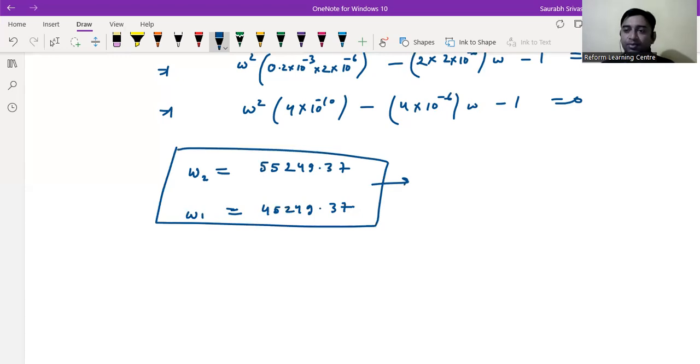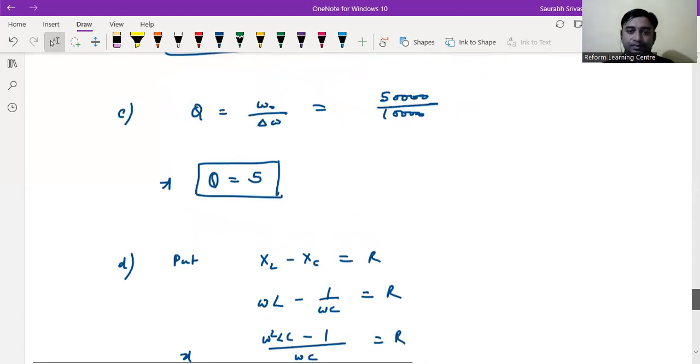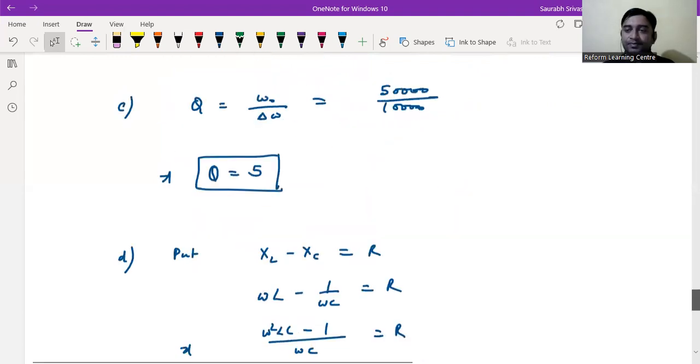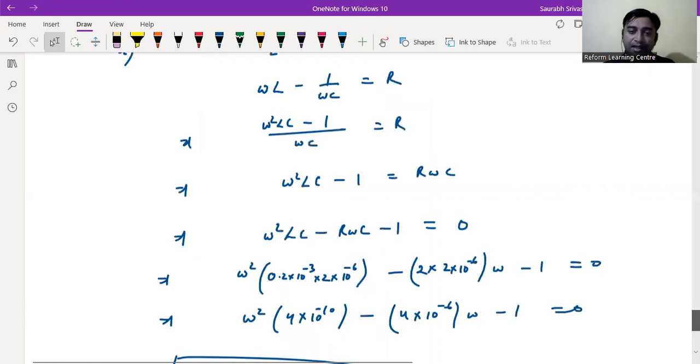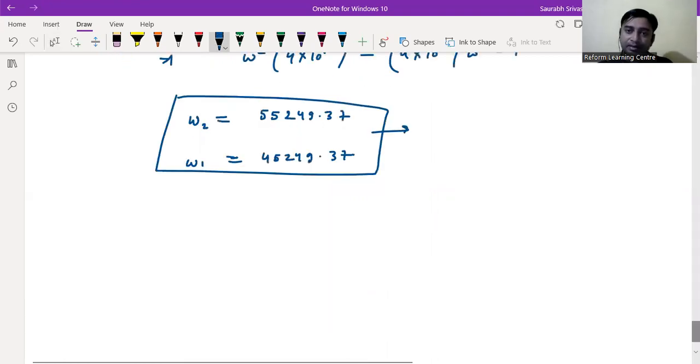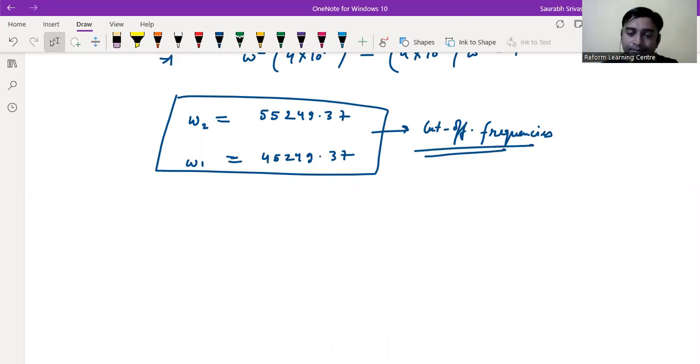For upper cutoff frequency, we put XL minus XC equal to R. For lower cutoff frequency, we will put XC minus XL equal to R. वहाँ पे नेगेटिव साइन मल्टीप्लाई करना पड़ता है, तो आप जो आंसर में नेगेटिव साइन है उसको इग्नोर कर सकते हैं. These are cutoff frequencies. इस तरह से आप निकाल सकते हैं.